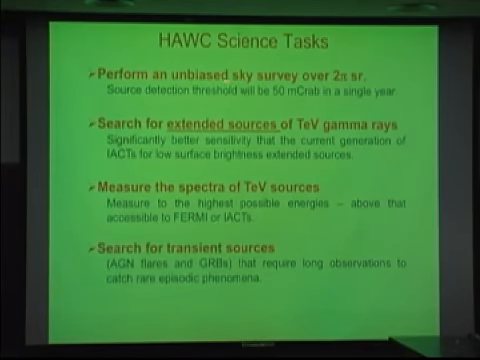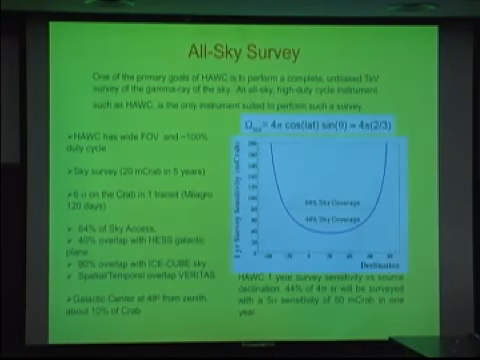The task is to do an unbiased sky survey over a good fraction of 2 pi steradians. We should be able to detect a 50 millicrab source, that is a source that is 1/20th the flux of the Crab pulsar, in a single year. Again, looking for extended sources of TeV gamma rays, measuring spectra, and looking for things that go bump in the night. I think I'll just stop there.